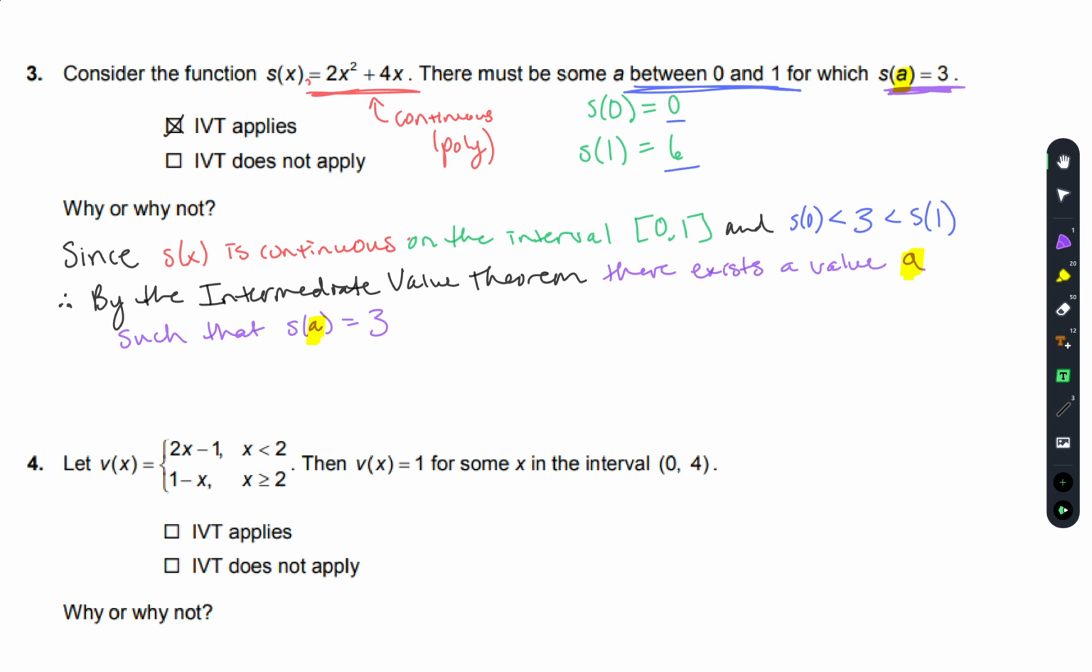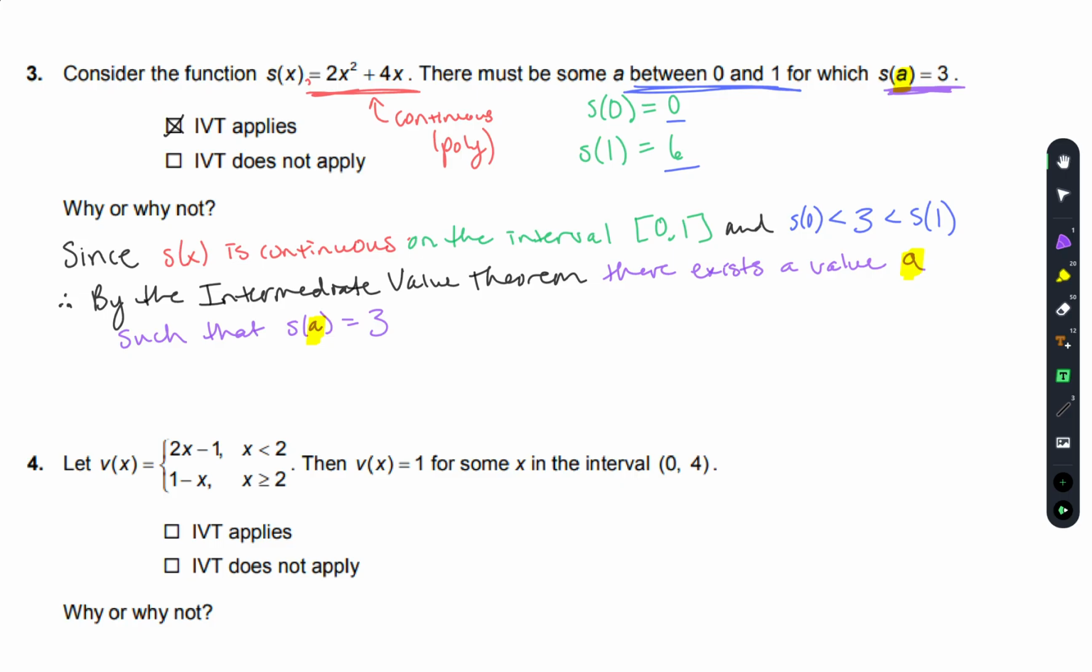So it worked because S is continuous on the interval 0 to 1. Don't do anything besides this. This is exactly what you write. You can't do little makeshift justification. So since it's continuous on the interval 0 to 1, and this is the between thing, by the intermediate value theorem, there exists a value A, they said A, such that S of A equals 3. Okay, are there any questions with that? No.